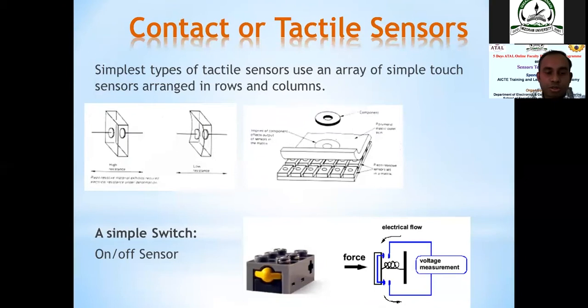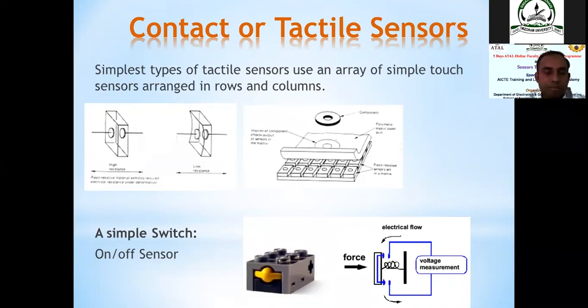Similarly, a normal switch, which does only on and off, can also be used as a contact or tactile sensor. In the simple switch, we can see in the circuitry how it works. Whenever a force is applied, the pins touch the contacts below, the circuit is completed, there is electric flow, and we have the voltage measurement. Based on this phenomenon, this type of sensor works.